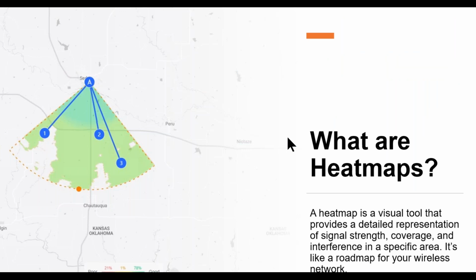A heat map is a visual tool that provides a detailed representation of signal strength, coverage, and interference in a specific area. It's like a roadmap for your wireless network. So before we start our wireless bridge project, it is very important to use a heat map in order to create a very well-designed network.